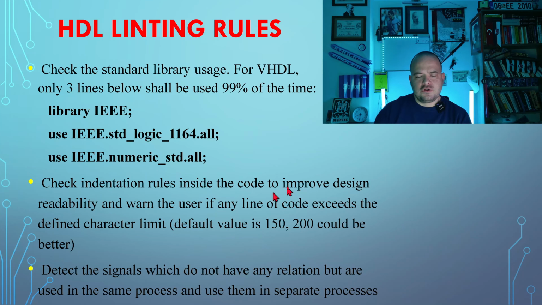Okay, we had the first two. We will continue with the third one. The third one is also nice because unless you do that, let me read first. Detect the signals which do not have any relation but are used in the same process, and then use them in separate processes. Yes, sometimes this is also a frequently done mistake.